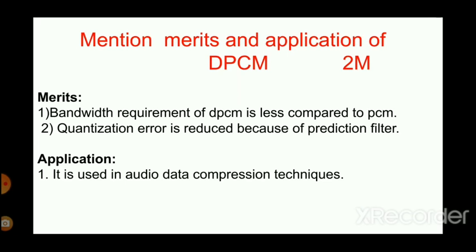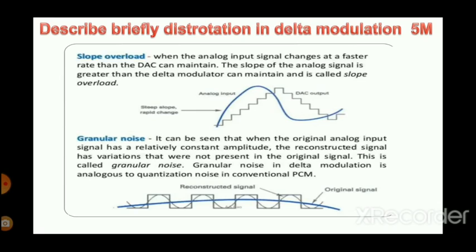Mention merits and applications of DPCM. The bandwidth requirement of DPCM is less compared to PCM. Quantization error is reduced because of the prediction filter. Applications: it is used in audio data compression techniques.